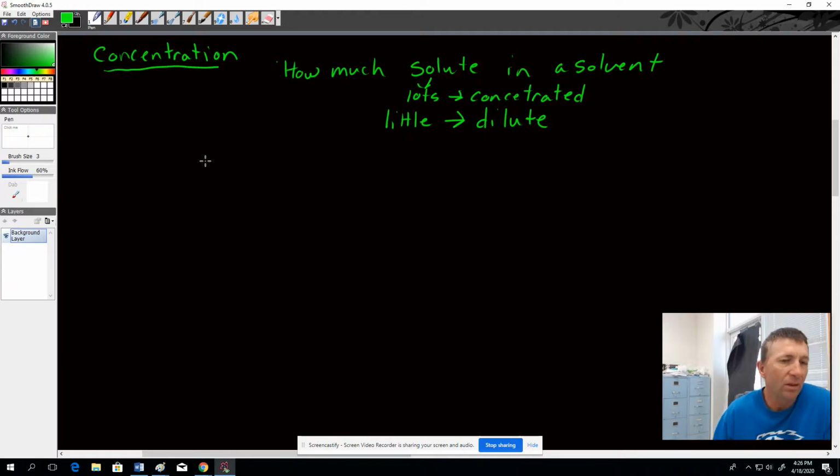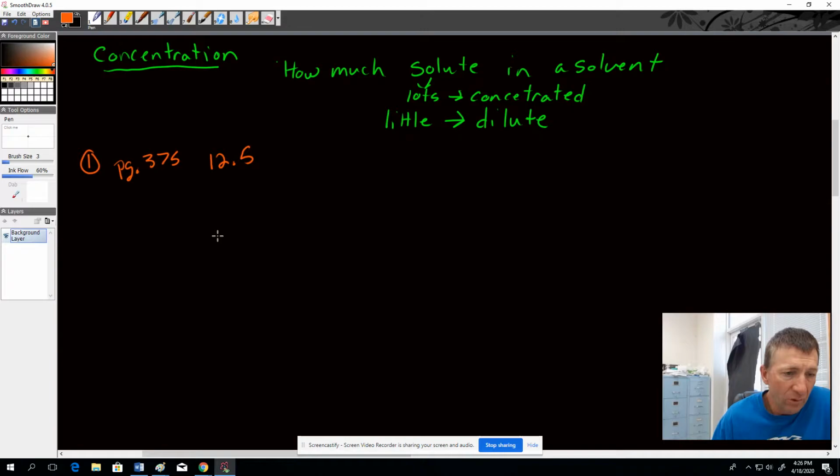So numerically, how do we figure out concentration? There are lots of different ways, and I'm going to explain all of those to you. The first one right here, I'm just going to number them. Number one, I'm going to tell you what page I'm on: page 375, example problem 12.5.